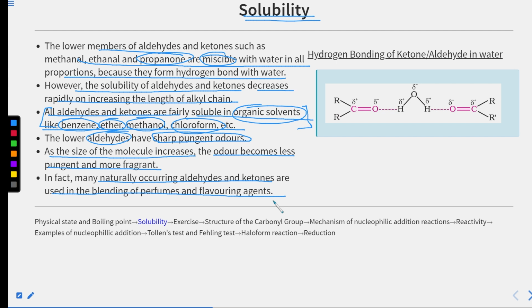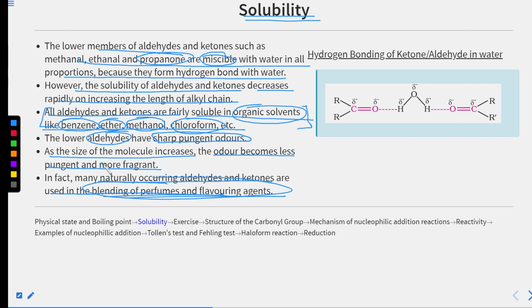So a question can be framed in this way: say a flavoring molecule, or a compound having good fragrance, has been taken, and you may be asked further that it has been reduced to something else, and in that way you are asked to identify the compound. In that case, you will be missing only the first piece of information, that it can be an aldehyde or ketone. So you must be aware that it has a fragrance, and it is also used in the blending of perfumes and flavoring reagents.